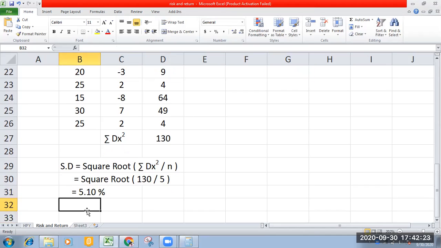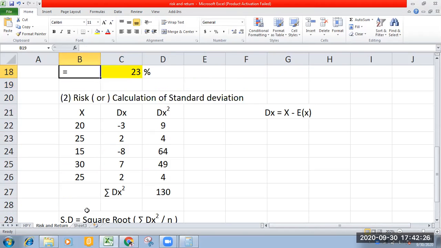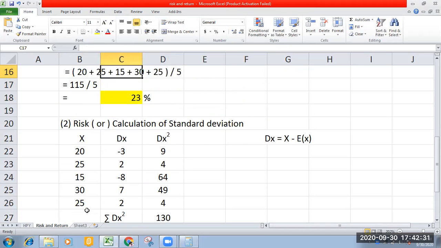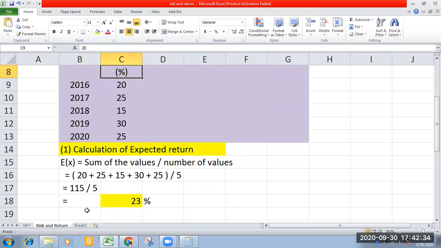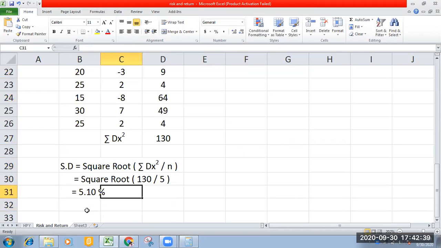So what it finally means is that you are expecting a return of 23%, but the deviations in the returns indicate that there is a possibility for plus or minus in your expectation. What you are expecting, 23%, can go up by another 5.10% or come down by 5.10%. There are up and down chances. That is the meaning of standard deviation.